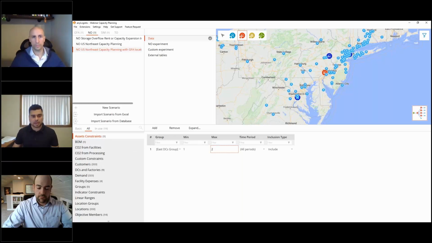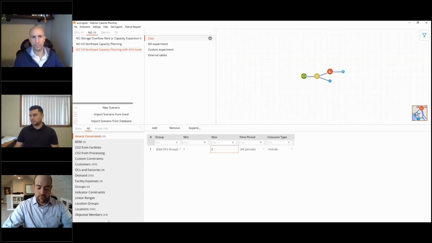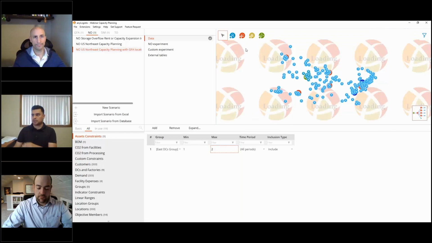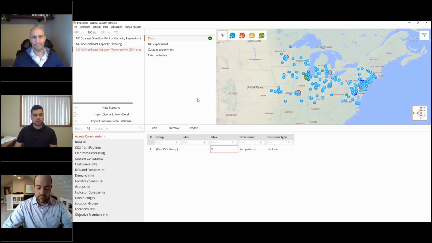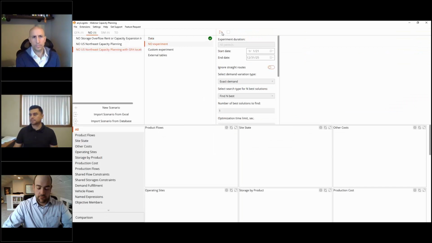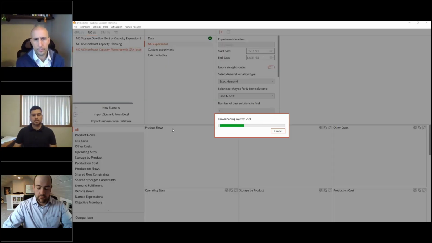And at that point, we can check the structure view. It means everything's designed perfectly. So I'm going to see if there are any issues or errors. There are none. Now we can run our experiment. And we're running for 1 solution. Now it's going to download all the potential routes, because we're actually using routes here, the actual routes and the cost associated with these routes per mile.